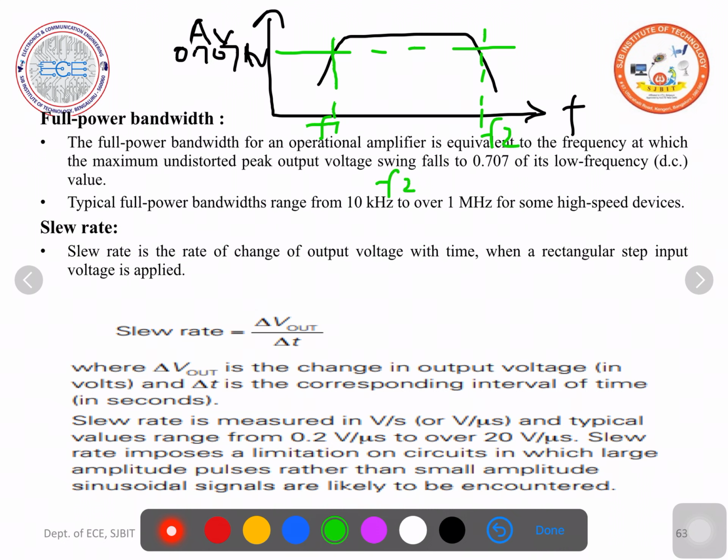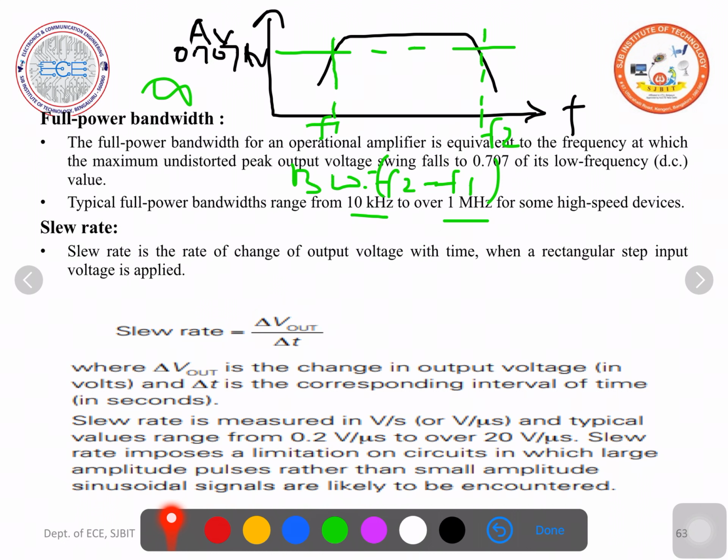So approximately somewhere here you will get it. Where it intersects here, we call it the lower cutoff frequency. Where it intersects here, we call it the upper cutoff frequency. Bandwidth is nothing but F2 minus F1. Typical full power bandwidth ranges from 10 kilohertz to 1 megahertz. Ideally this bandwidth is infinity.